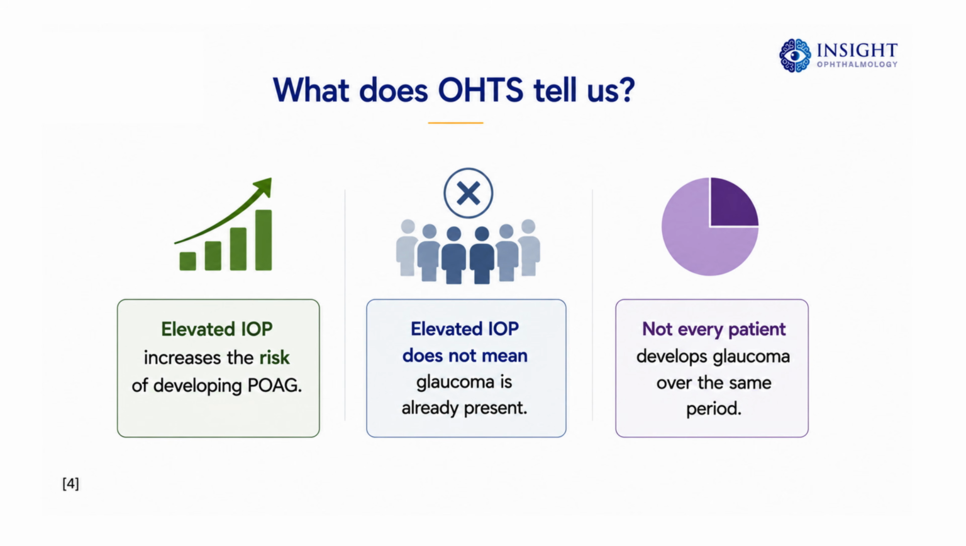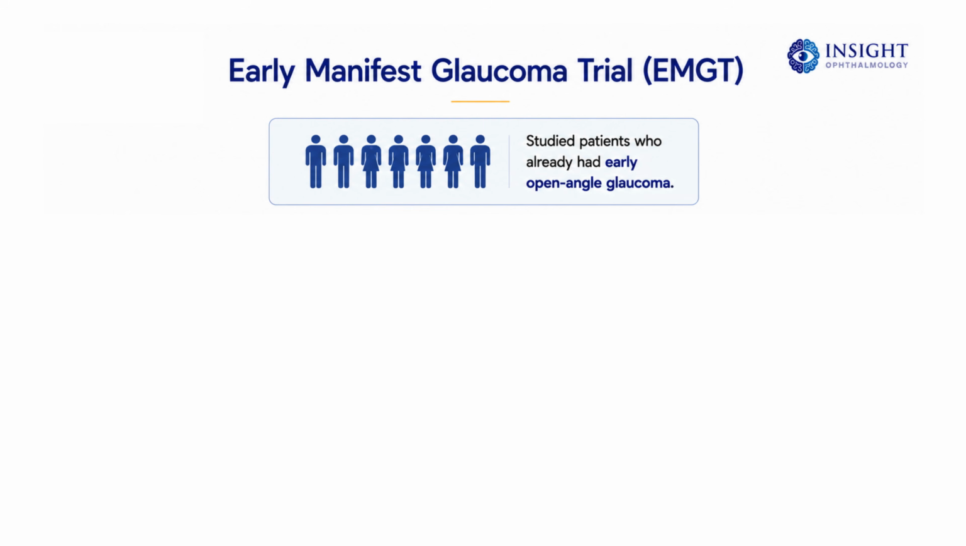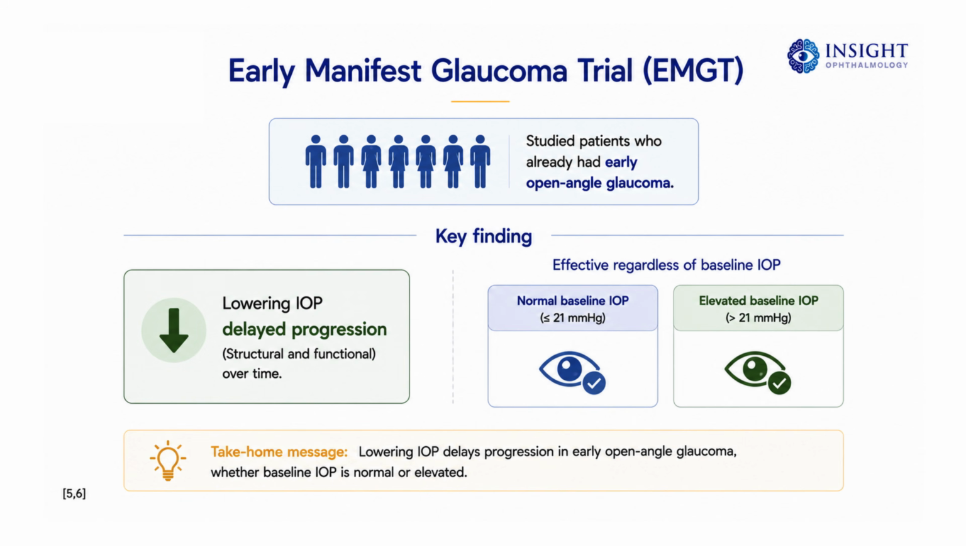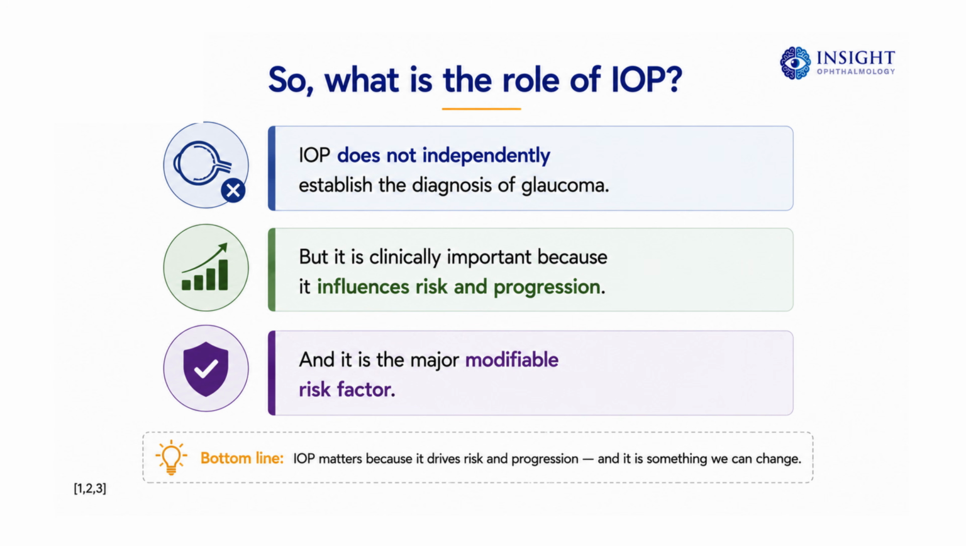Another study is the early manifest glaucoma trial, which studied patients who already had early open angle glaucoma. It showed that lowering the intraocular pressure delayed progression, including in eyes with normal and elevated baseline. Together, these studies explain the role of IOP very clearly. IOP does not independently establish the diagnosis of glaucoma, but it is clinically important because it influences the risk and progression, and because it can be modified.